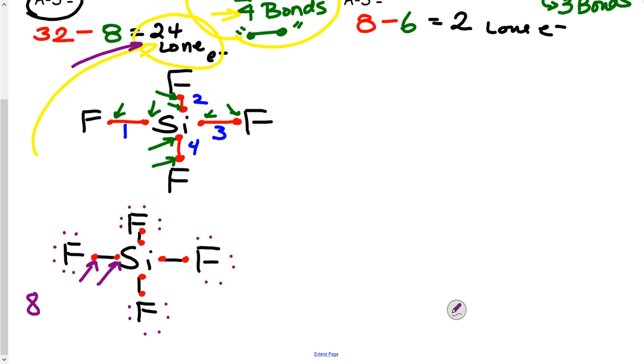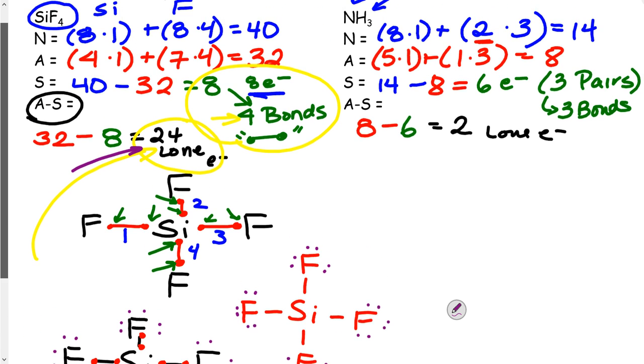Okay, so a very simple summary structure of this would be silicon, 4 bonds, and then our lone electrons around the silicon. So that as you're moving forward, not all of your drawings need to be quite so dramatic in terms of having the arrows and counting. So that's our first one, SiF4.